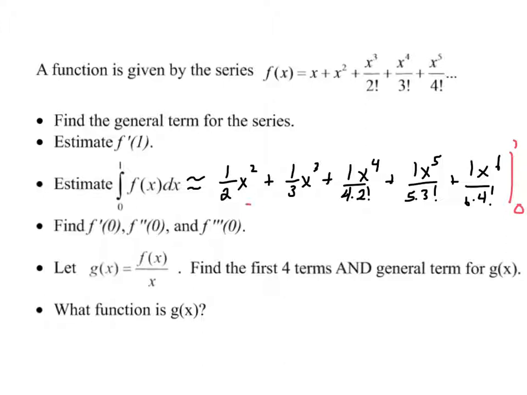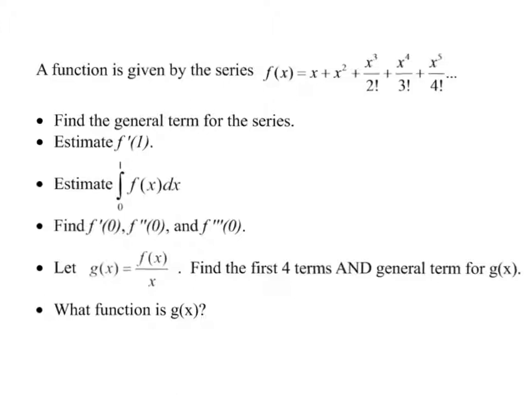So if I plugged in 1, I'd get 1/2 plus 1/3 plus 1 over 4 times 2, which is 8, plus 1 over 5 times 6, which is 30, plus 1 over 6 times 24, which is 144. And then you plug in 0 and you'd get 0. So this would be what you'd approximate the area with. So it's very intuitive, I guess, in that it says find the integral, and we did. We just integrate each term. So not too bad. All right, let's keep going.